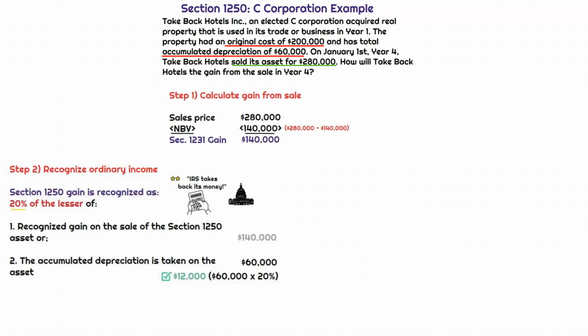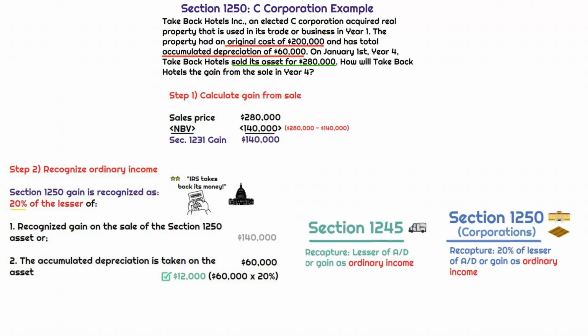Okay, so in step 2, we now need to consider our recapture, right? The IRS is going to take back its money. And when we're dealing with Section 1250 corporations, this seems a little bit similar to Section 1245. We're taking the lesser of the gain recognized in step 1 or the accumulated depreciation. Only difference is we're taking 20% of the lesser of these two. So accumulated depreciation is $60,000. The gain is $140,000. Obviously, accumulated depreciation is less than the gain that is recognized in step 1.